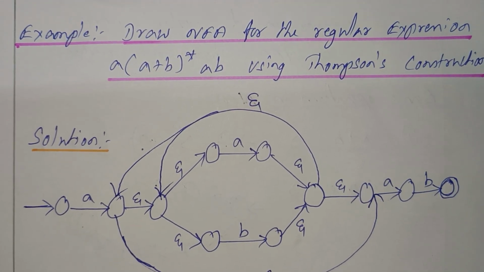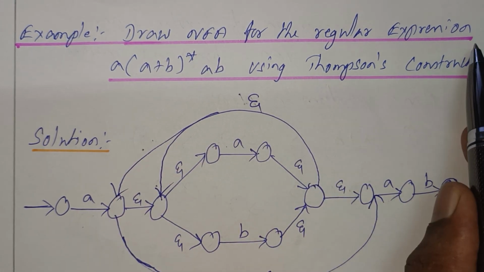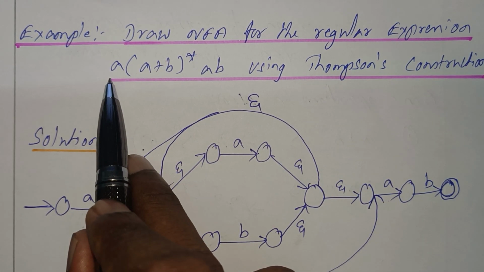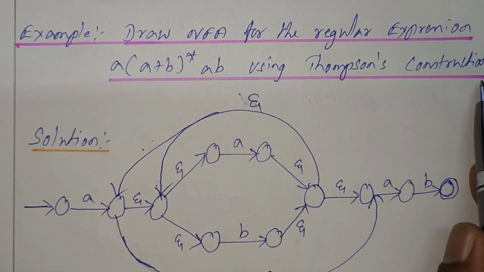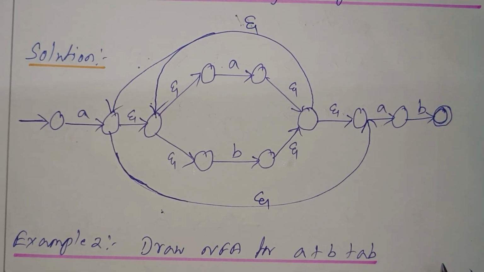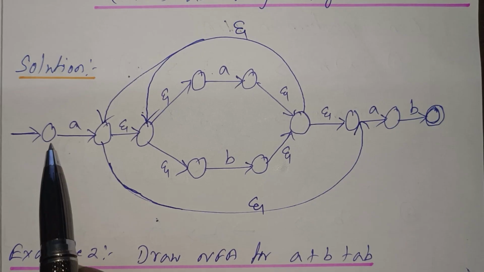Now this particular state transition diagram: draw an NFA for the regular expression a(a+b)*ab by using Thompson's method. Now let me show you the solution. There is a problem in the solution, I'll tell you at the end. Now see here, this is a solution.